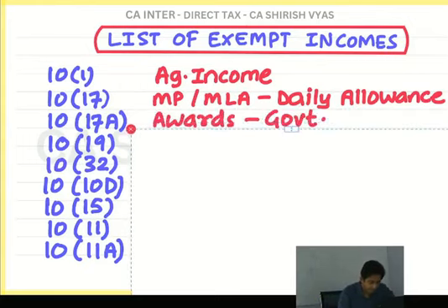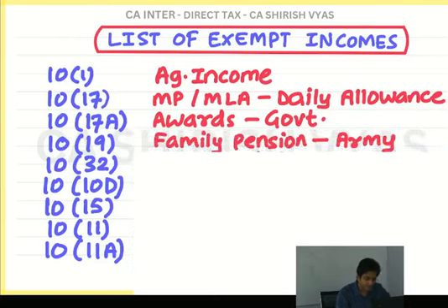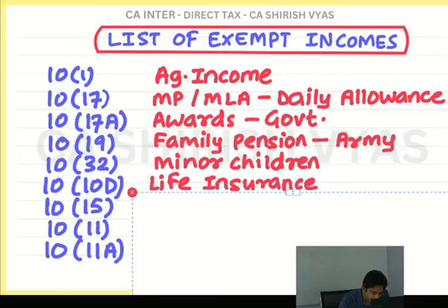Then 10-19, army employee died. After his death, the family member getting the pension. Family pension after the death of army employee was 10-19. Then, yes, very good. Income of minor children on which parents have to pay the tax, but exemption of 1,500 per minor child. Then, very good. Life insurance policy 10-10D. Life keyman insurance is taxable. They are money-minded people. But life insurance where you try to secure a family, wife, children, that is family-minded, exempt. 10-10D. Then 10-15 was gold bonds and post-bar.